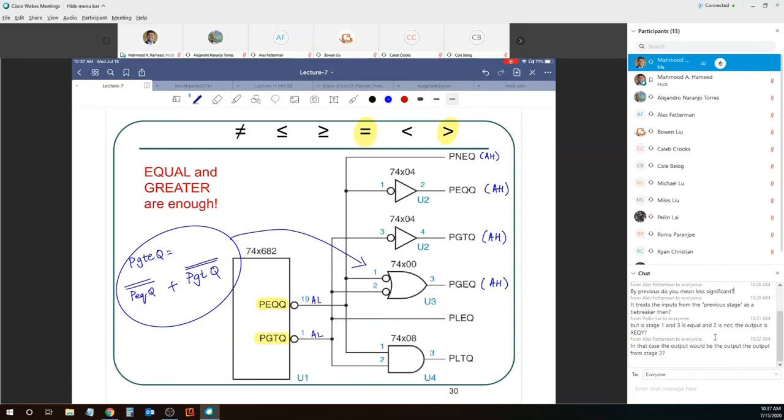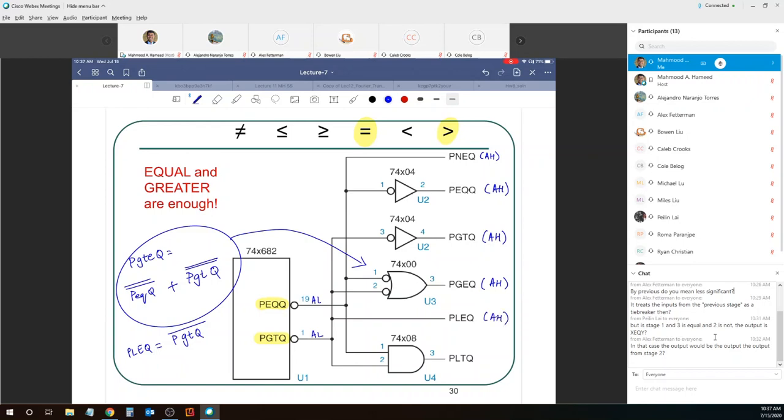P less than or equal. Well, for P less than or equal, you can just take P greater than or equal and flip it. You get P less than or equal, right? P less than or equal to Q equals the complement of P greater than Q. That's it. And again, active high.